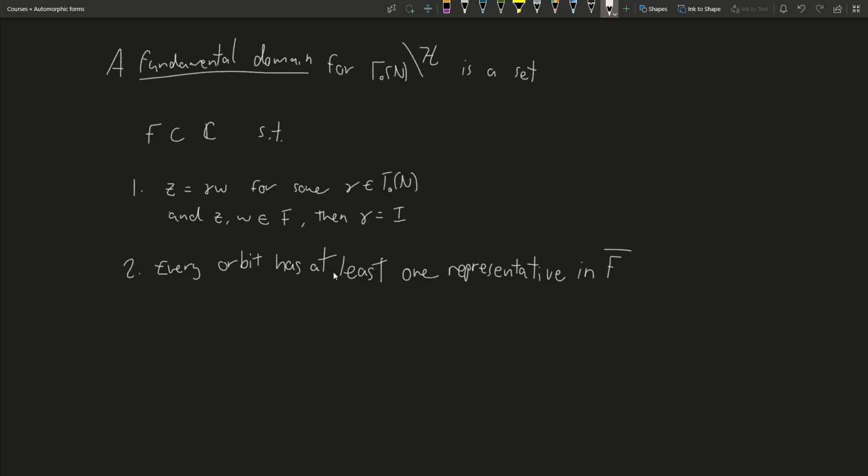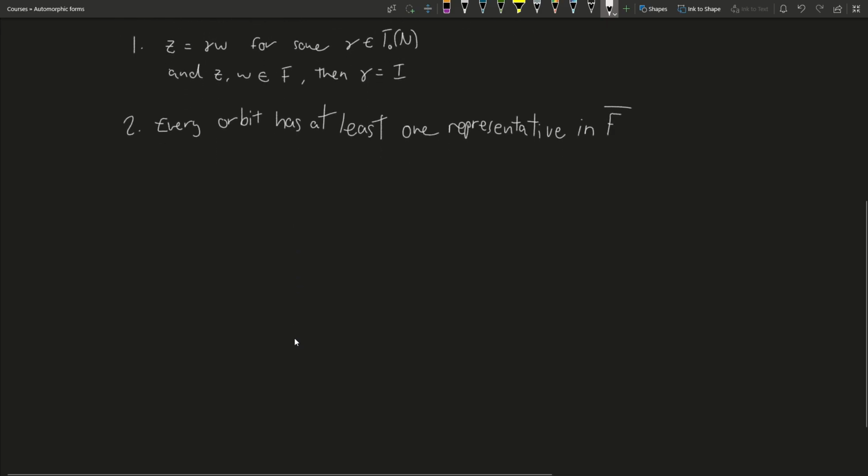So that means that if you take any point in the upper half plane and you look at its orbit under Gamma_0(N), it has to intersect F at some point. It has to intersect F in exactly one point. And there are a lot of choices for a fundamental domain, and you can pick some weird ones.